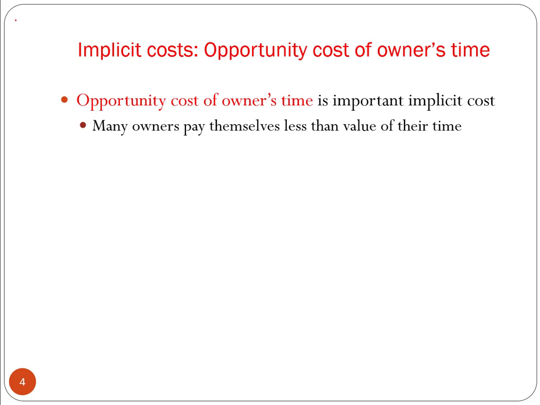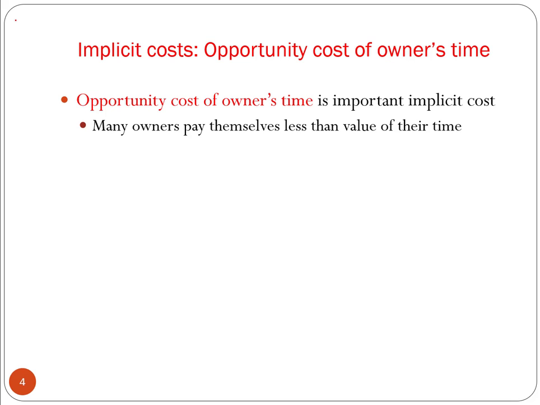This can be an important implicit cost, and the reason it's an implicit cost, not an explicit cost, is many owners pay themselves less than the value of their time. So especially if you start up a new business, you'll often find yourself with cash flow problems at the beginning, and the easiest person not to pay anything to is yourself, the owner of the firm. If you don't pay your workers, they won't show up for work anymore, but if you don't pay yourself, it doesn't matter, because hopefully your business will be successful and you'll be able to make it up to yourself later. So many owners pay themselves less than the value of their time.